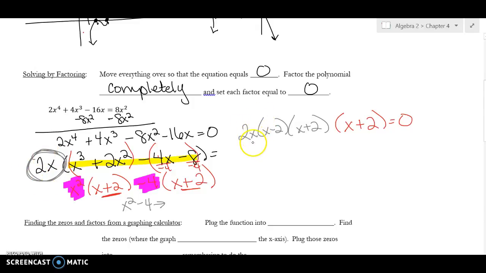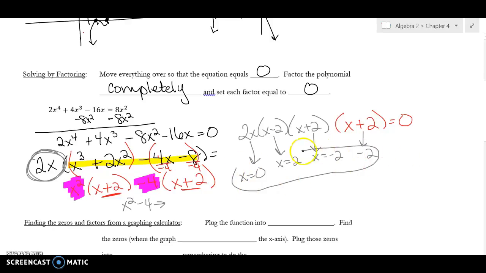And so now what I do is I set each of these equal to 0. So this one's equal to 0. This one is a positive 2. This one is -2. And this one's -2. So those are my 4 answers for this problem.